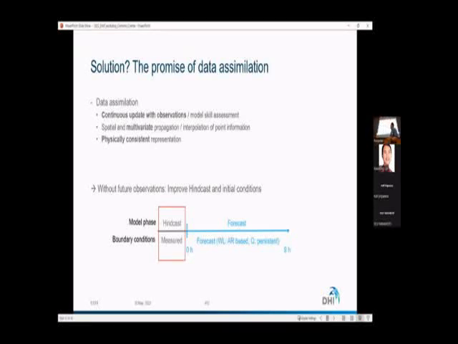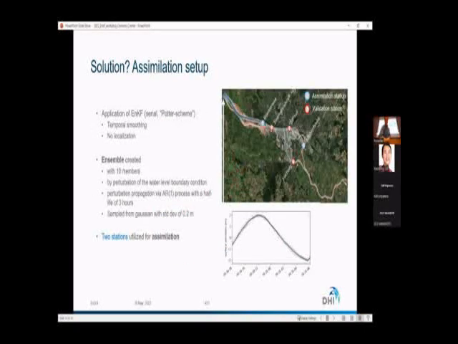So for the first phase of this talk, we'll be focusing on improving the hindcast, to improve initial conditions for our forecast model, and see what this brings us. So our assimilation setup: we are using a serial ensemble Kalman filter. We're applying temporal smoothing, no localization. We're creating an ensemble with 10 members.